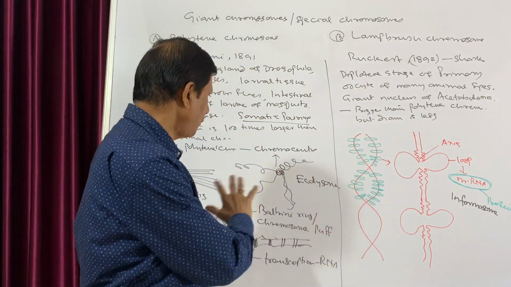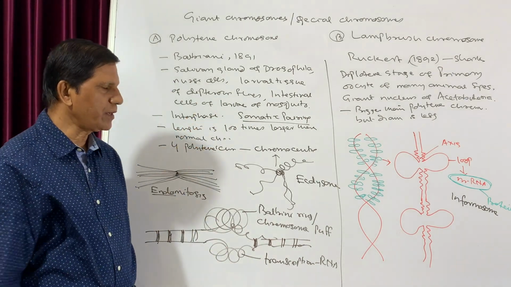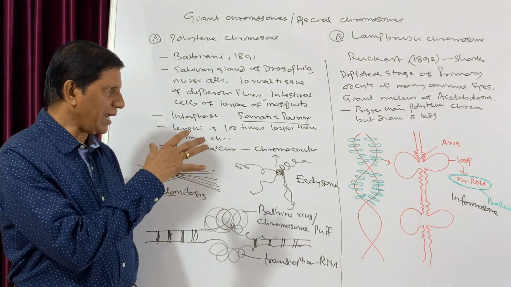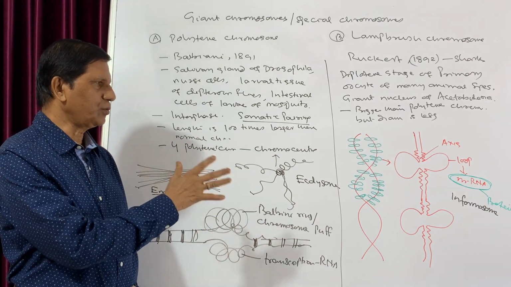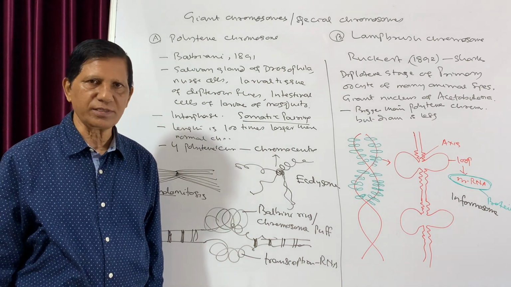So these are the two special types of chromosomes. One is polytene chromosome, the other is lampbrush chromosome. Now you have some idea regarding the two chromosomes, and whatever question will be asked on these two aspects, you will be able to answer also.